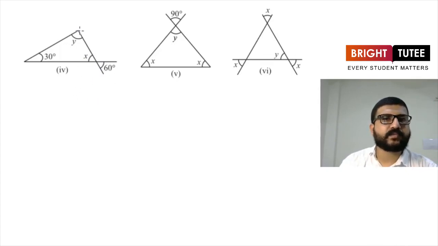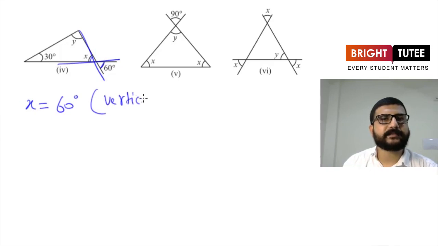See here, these two lines are intersecting each other. This line and this one. So the angles are vertically opposite angles. So we can directly say x will be equal to 60 degrees, as we know vertically opposite angles are equal. So in the reason we have to write vertically opposite angles. Now we got the value of x.